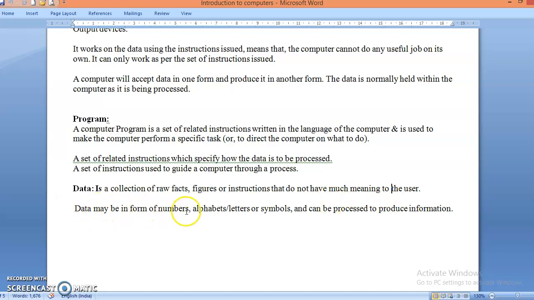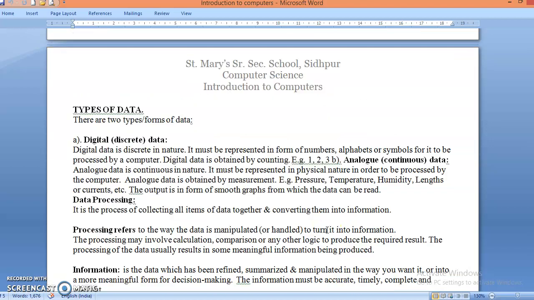Data may be in the form of numbers, alphabets, letters, or symbols, and can be processed to produce information. These raw facts and figures are processed by a computer, which gives us meaningful information that makes some sense for the user.